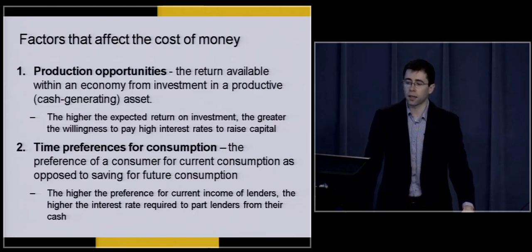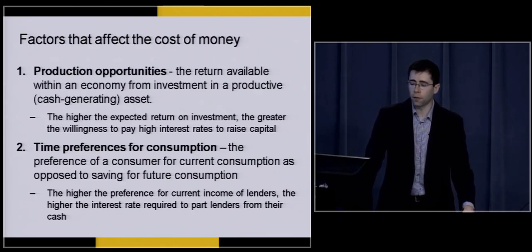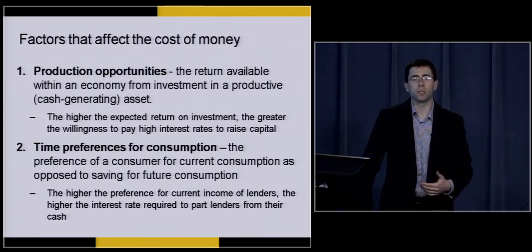The next factor that affects the cost of money is often seen as the time preference for consumption. So this is defined as the preference of consumers for current consumption as opposed to saving for future consumption. So what do I mean by this? Well, let's say everyone in the economy has the desire to only spend what they earn from their wages, wherever they work. They have no desire to save.